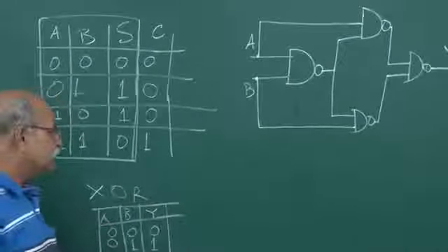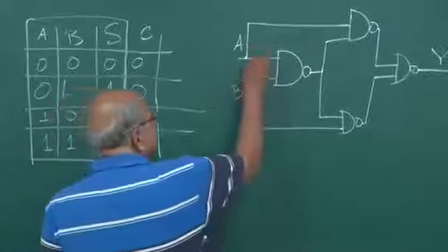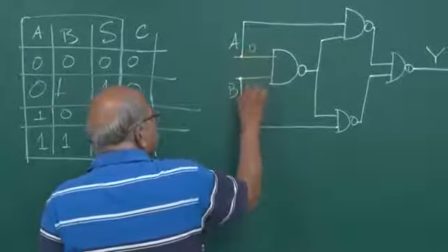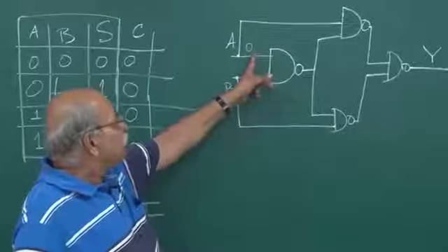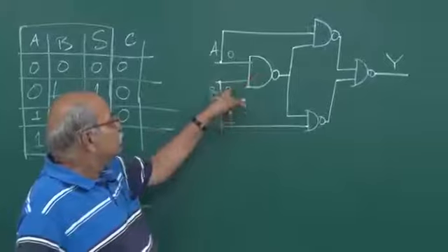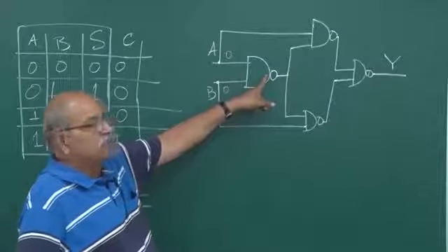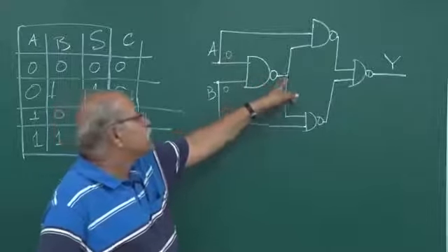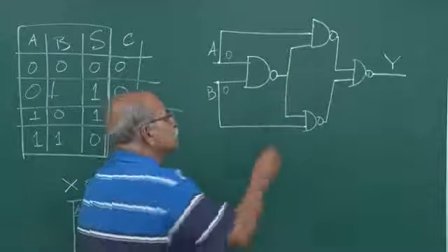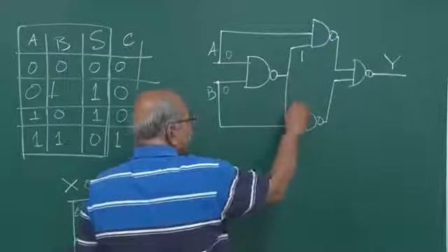0 0 should give me 0. Let's start with 0 0. If A is 0 and B is 0, what happens? First come this side. 0 and 0 is 0. So here it is 0. And then NOT of this is 1. And therefore this is 1 and this is 1. So 1 here and 1 here.